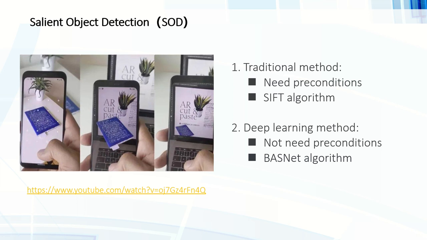The difference between these two methods is whether they need preconditions, and we will discuss more details about the traditional method, such as SIFT, called Swift algorithm, and the deep learning method, BaseNet algorithm.